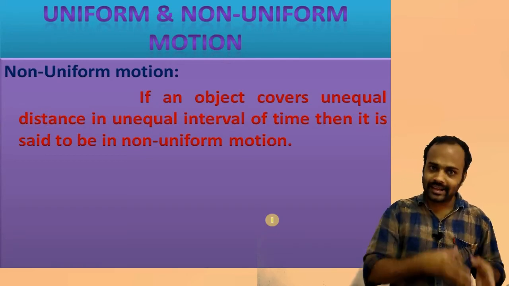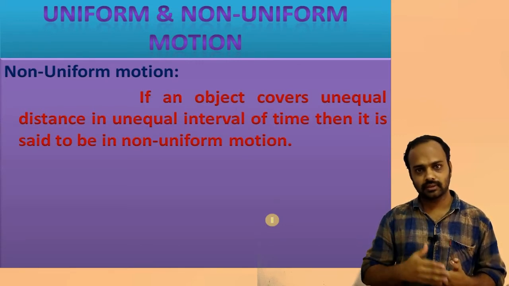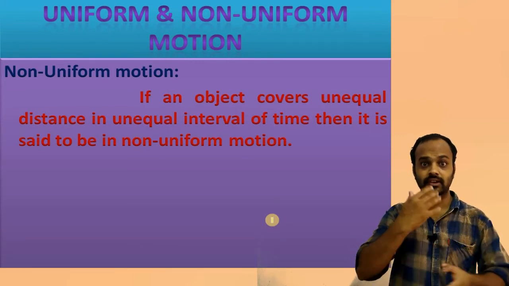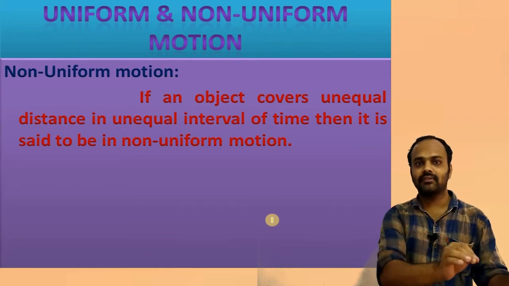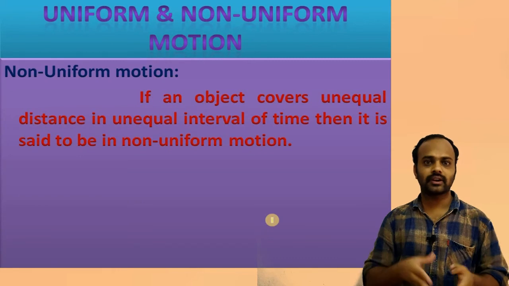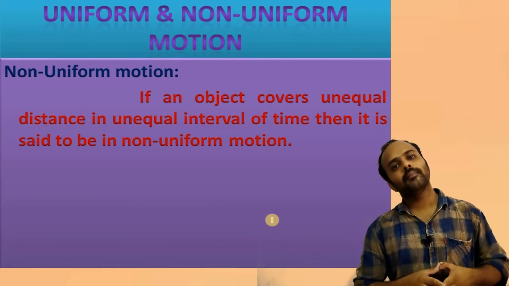That means if a car is moving on a traffic road, when the traffic is very less, the car moves faster. When the traffic is very high, the car moves slower. It does not cover equal distance in equal time. Therefore, these types of motions are called non-uniform motion.